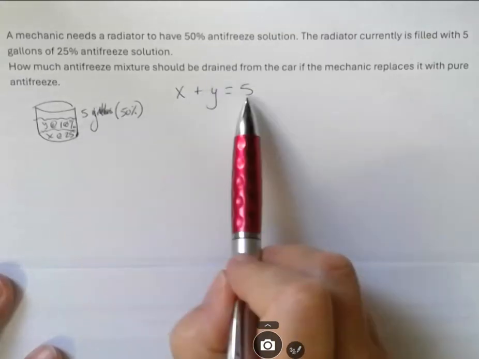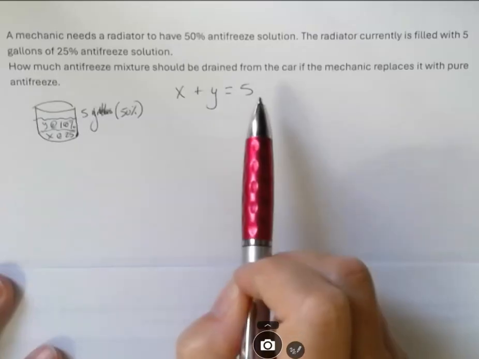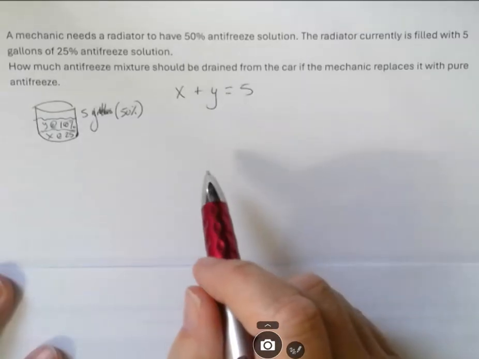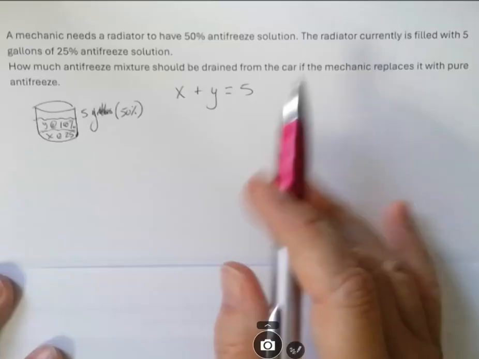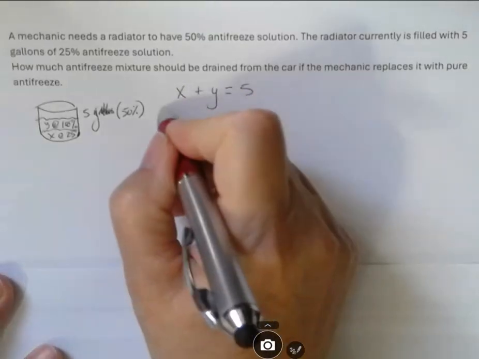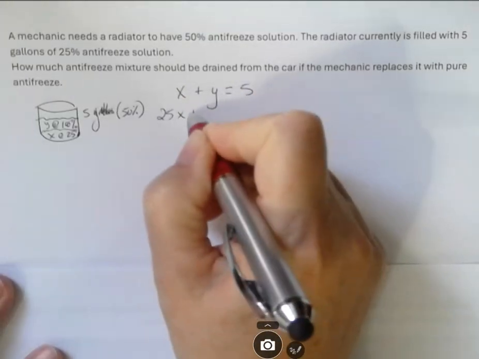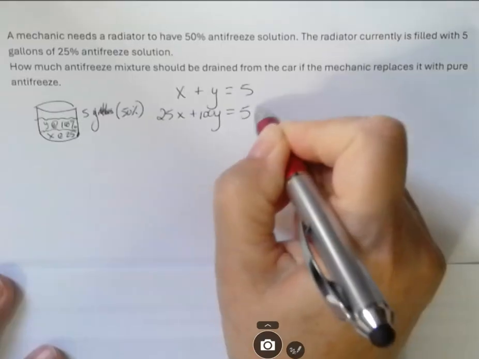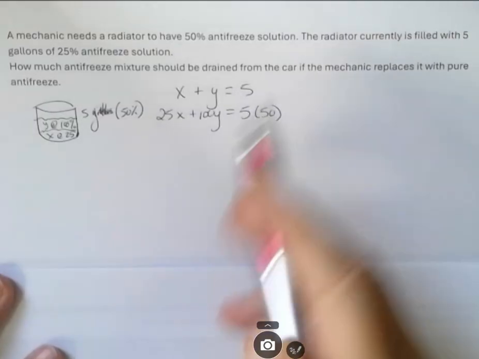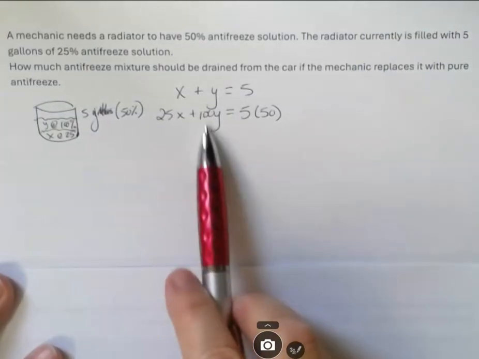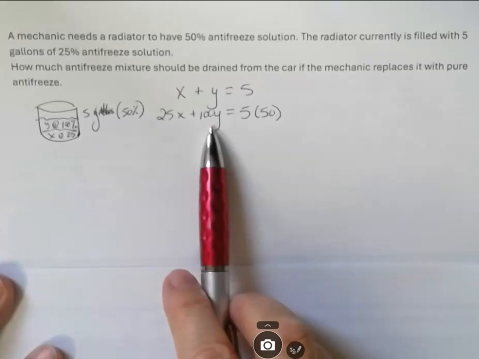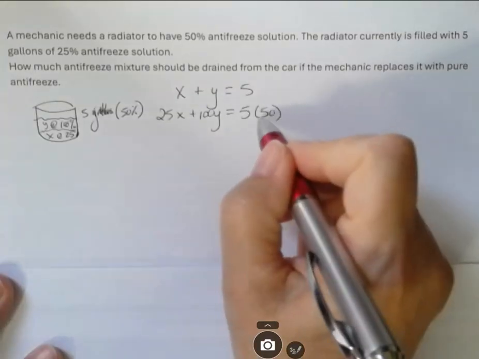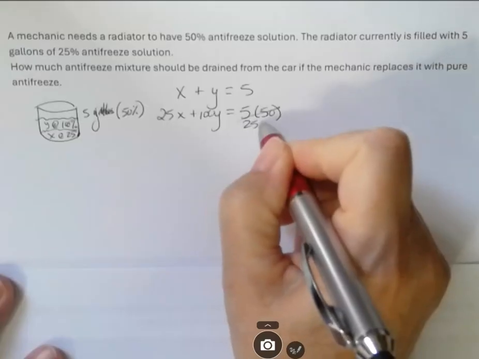And then I'm going to go back and multiply these by their percentage, like times 100. So instead of 0.25, I'm going to say this is 25x and this is 100y, 100%, and this is going to be 50%. So we just take this equation above and multiply it by the percentages that go with it. And I know that 50 times 5 is 250.